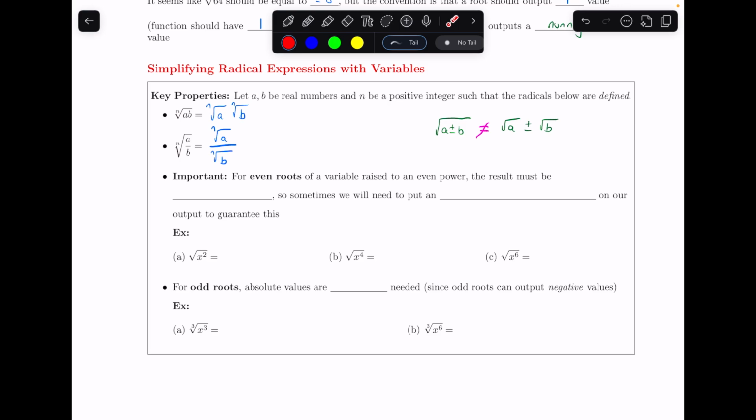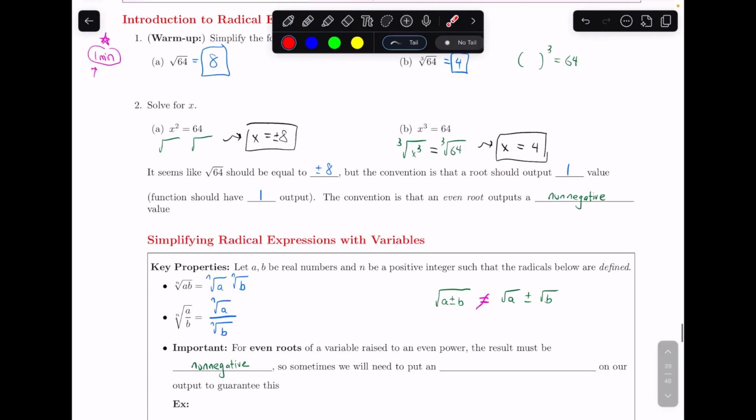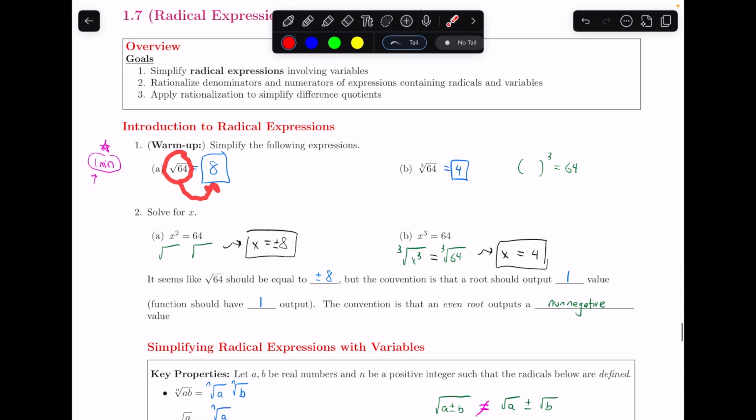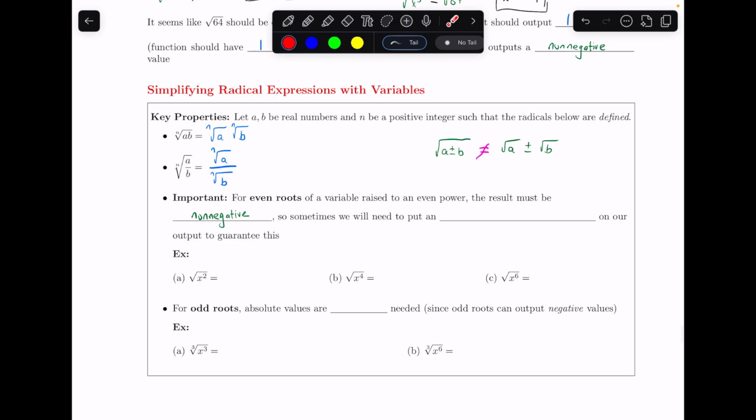All right, so now an important thing. If we have an even root of a variable raised to an even power, like for example, the square root, a square root means it's a second root, that's an even root, and the variable inside has an even power, well, the result has to be non-negative. Actually, for two reasons. We've seen already that when you take an even root like a square root, the output has to be non-negative. But there's another reason, which is even if you were to plug a negative number in, well, the even power that you have inside is going to wipe away the negative and make it non-negative.